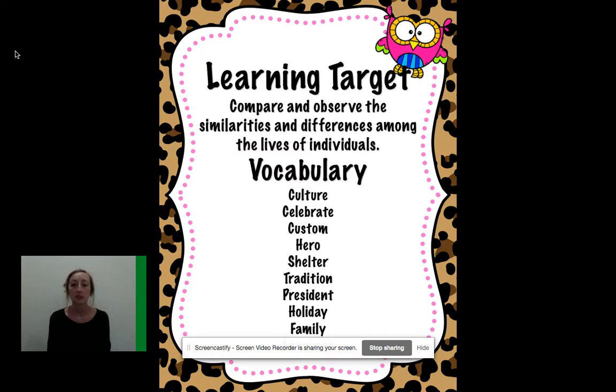Okay, so our learning target today is to compare and observe the similarities and differences among the individuals' lives that we're going to look at. We have a bunch of different vocabulary throughout the chapter, and I've just listed all of them below, and there will be a few that I did not list that will be later on in different lessons later in the week. So just keep an eye out for those words. They're going to be highlighted in yellow.